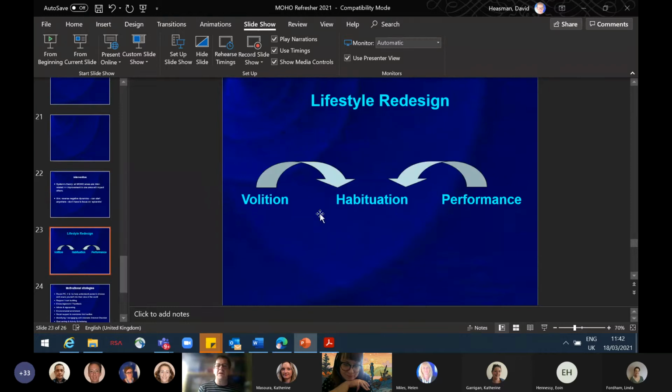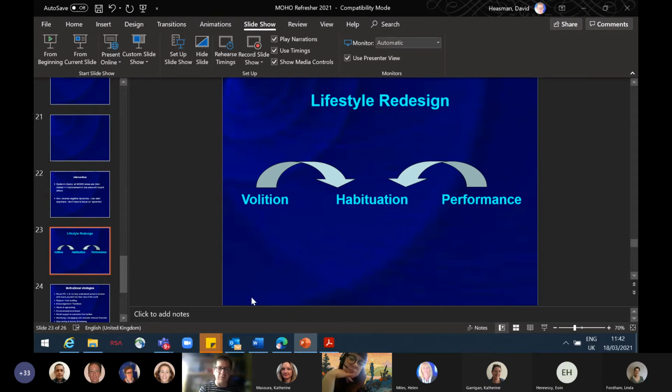And then, so the skill and the art of OT is in using our understanding of the person's volitional profile on the one hand, and their skills on the other hand, and then bringing those two elements together into a lifestyle, habituation in other words, that meets their needs.